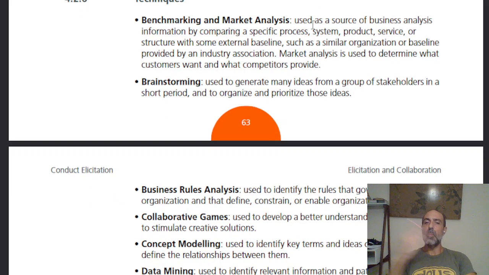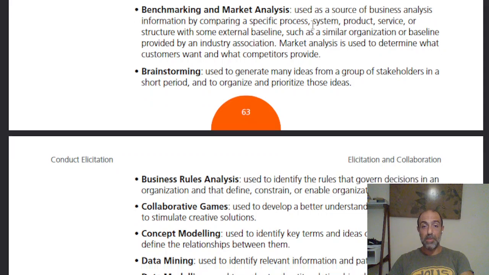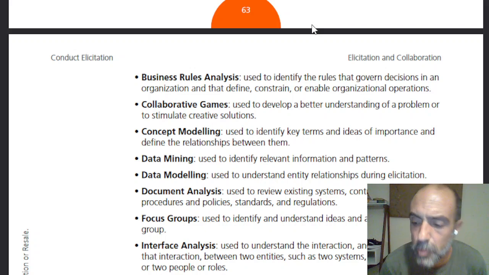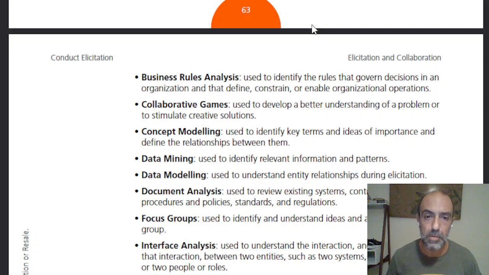Brainstorming, used to generate many ideas from a group of stakeholders in a short period and organize and prioritize those ideas. Business rules analysis is to identify the rules that govern the decisions in an organization and that define, constrain, or enable organizational operations. Remember, every organization technically should have its own rule book. This is how we operate, this is how we work, these are our values, these are our principles.